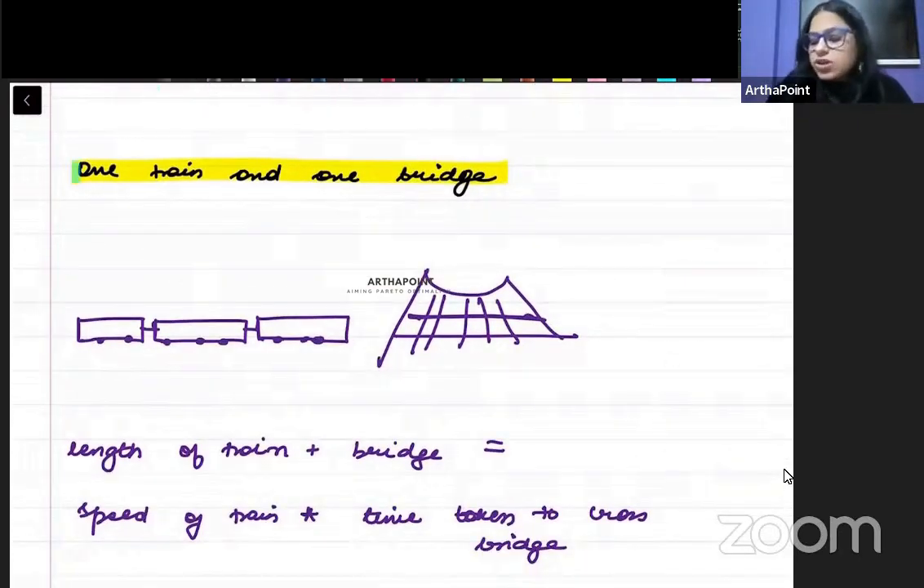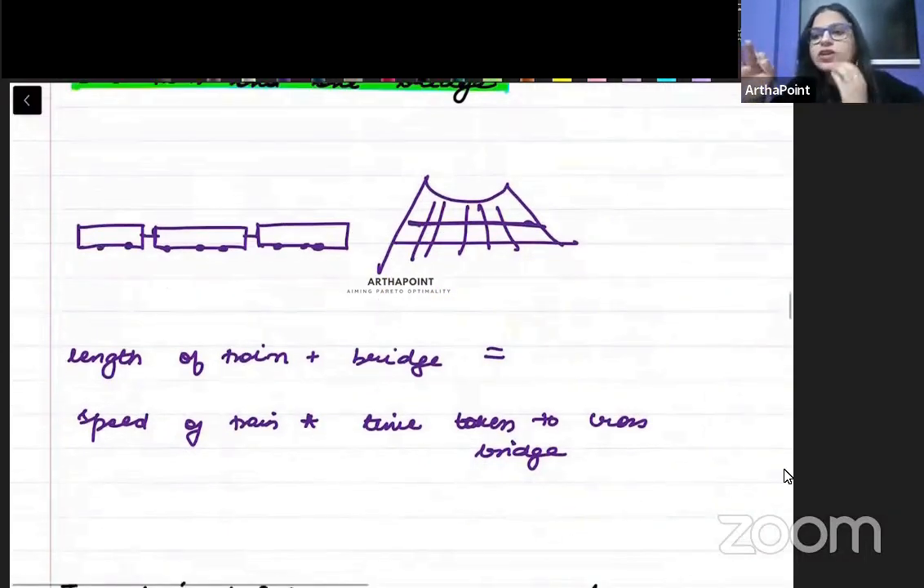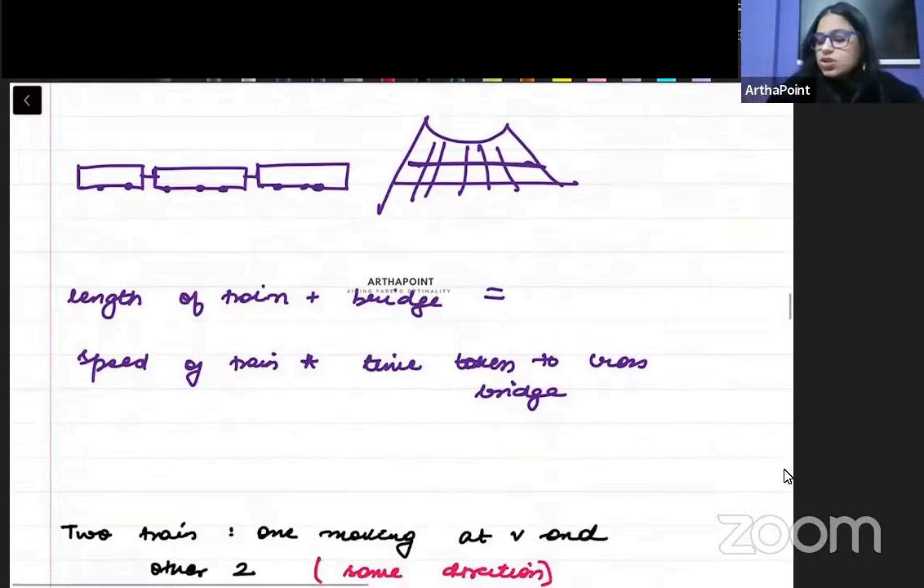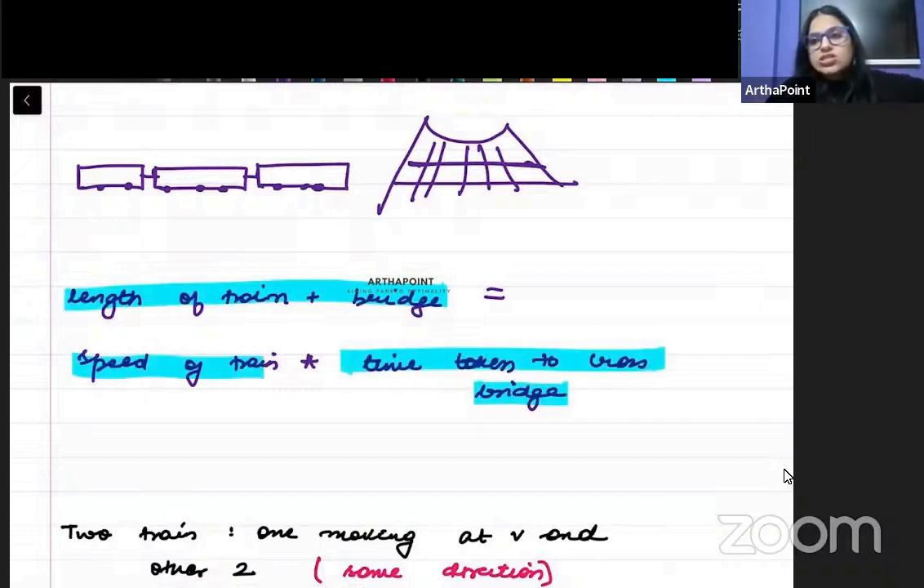Similarly, suppose you are given that there is one train and one bridge, right? And they're asking you to find the combined length of the train and the bridge. There is a big bridge, not a pole. There is a bridge. There is a train. The train is crossing the bridge and it is asking you to find out the length of the train plus the bridge. So the length of the train and bridge together can be written as speed of train into time taken to cross the entire bridge.